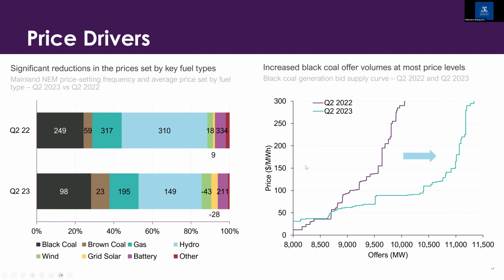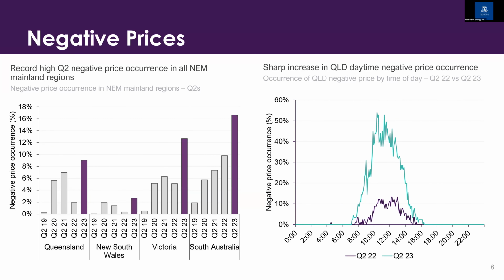So we'll move on. This is the last slide on prices before we move on to talking about demand and generation. In this slide, we'll just discuss negative prices. The chart on the left shows the frequency of negative prices for the last five Q2s in the four mainland NEM regions, which is where we see most of the negative prices. Overall, around 9% of intervals were marked by negative prices, which was a 5 percentage point increase from the same time last year and a record high Q2.